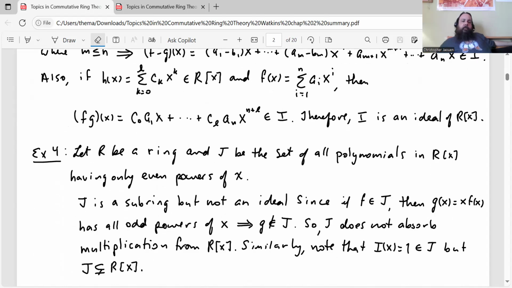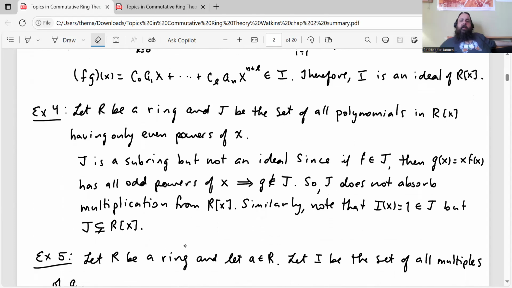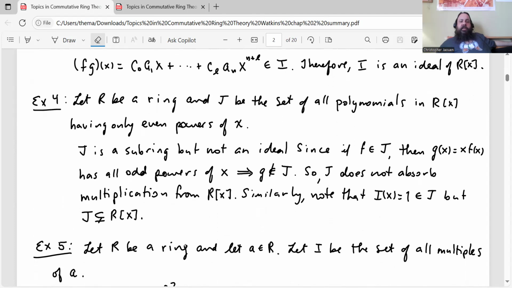Right. Example 4. Let R be a ring and J be the set of all polynomials in R of x having only even powers of x. Then notice that J is a subring, but not an ideal, since if f is an element of J, then g of x equals x times f of x has all odd powers of x, which implies that g is not an element of J. So J does not absorb multiplication from R of x.